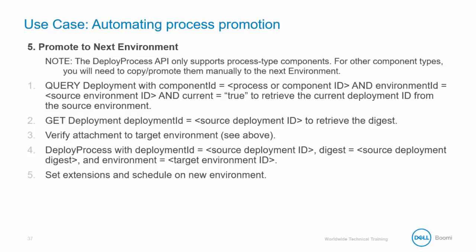Next, get from the deployment object with the deployment ID to retrieve the digest. Then verify attachment to the target environment, as we did in step 2. Next, deploy process with deployment ID equal to the source deployment ID, digest is equal to the source deployment digest, and environment equal to the target environment ID. And lastly, set extensions and schedule on the new environment.